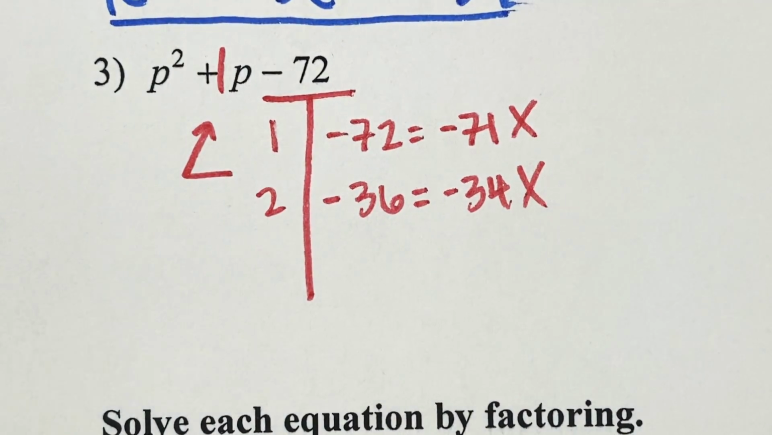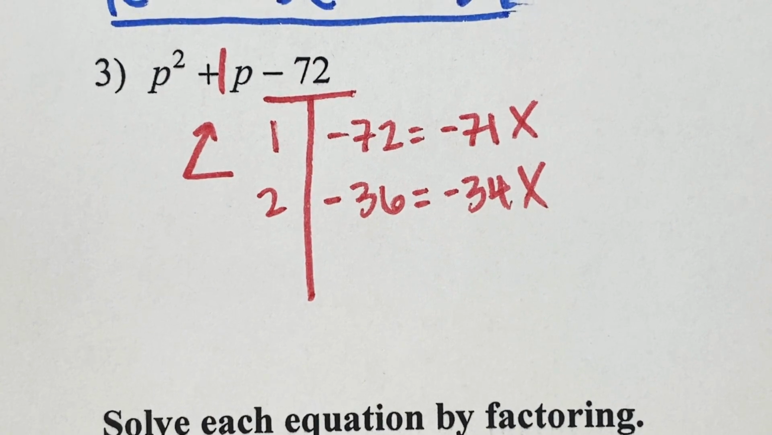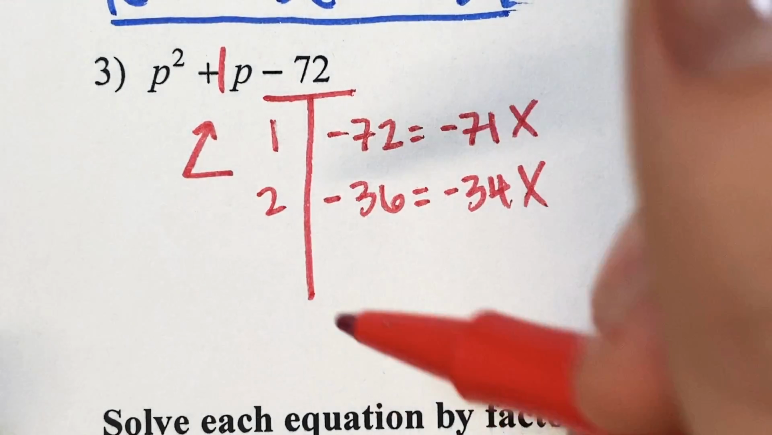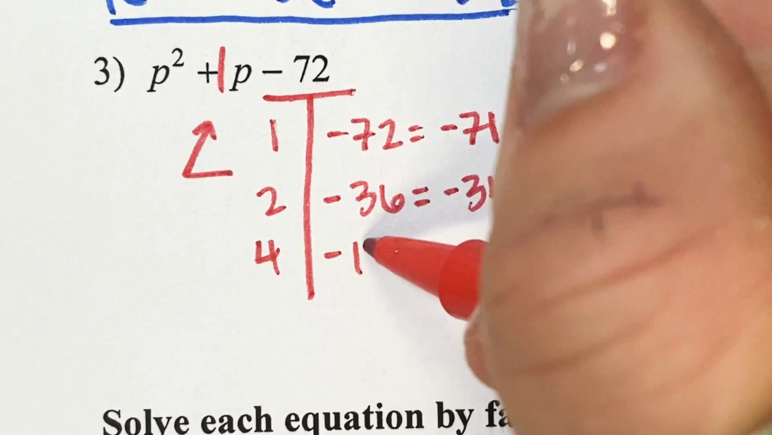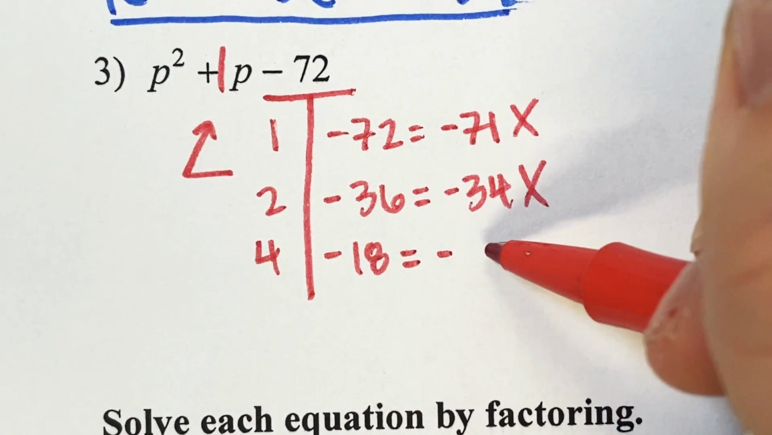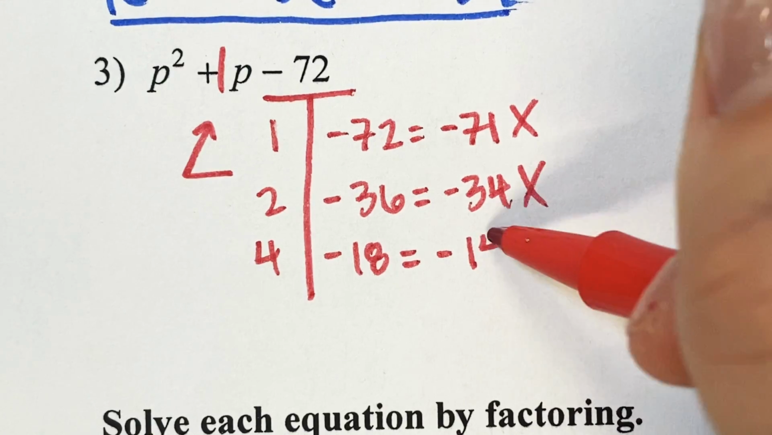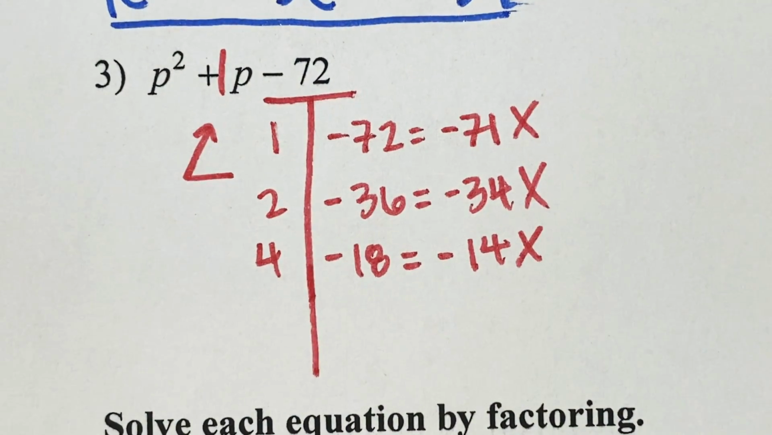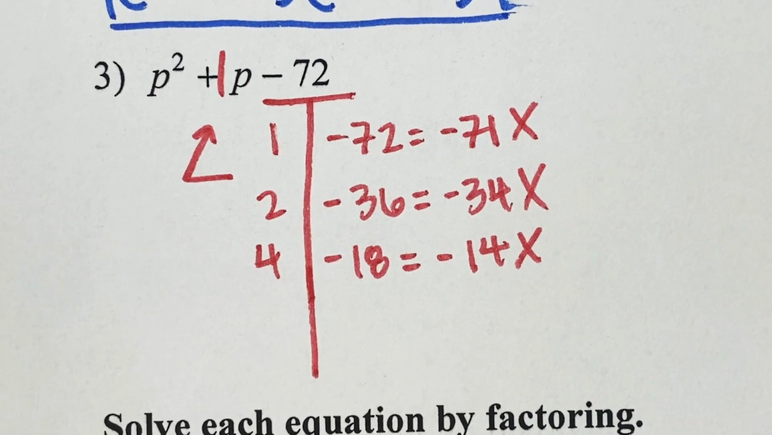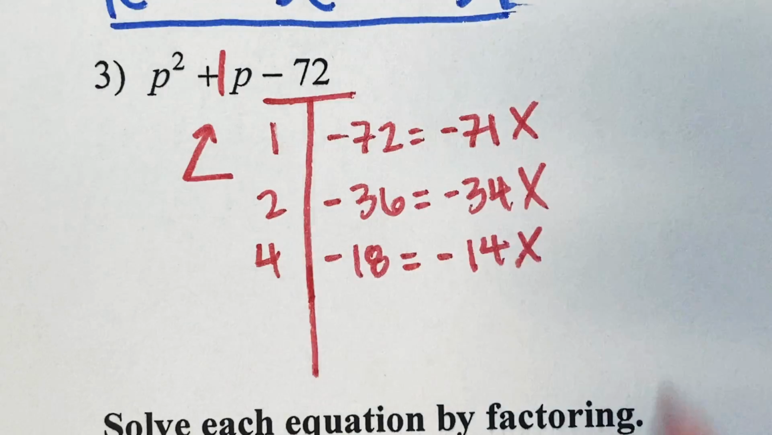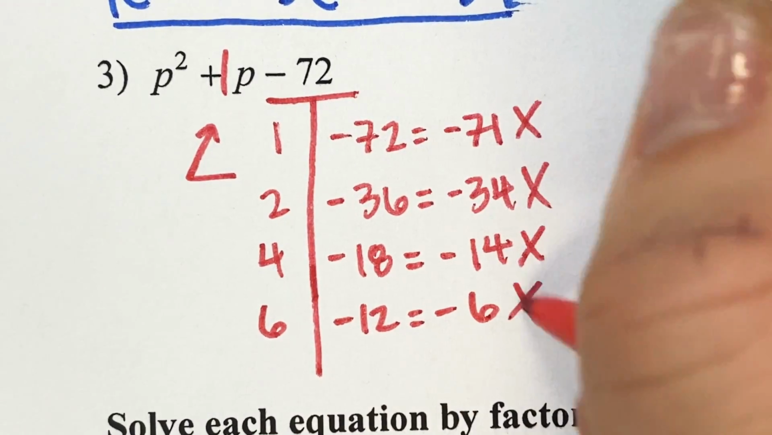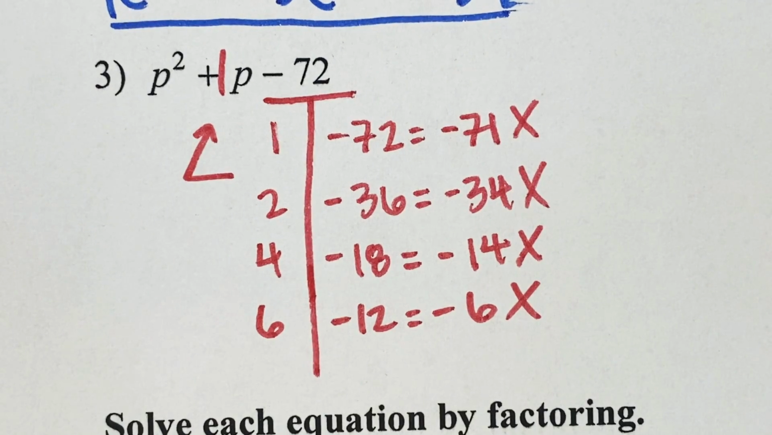Does 4 go into 72? I'm going to check on my calculator. 72 divided by 4, yes. 4 and negative 18, that's going to give me negative 14. Okay, not quite. What about 6? Nope, 6 doesn't go into it. What about, oh wait, yes it does. 6 and negative 12, that's going to give me negative 6. We're getting closer to positive 1, but not quite.